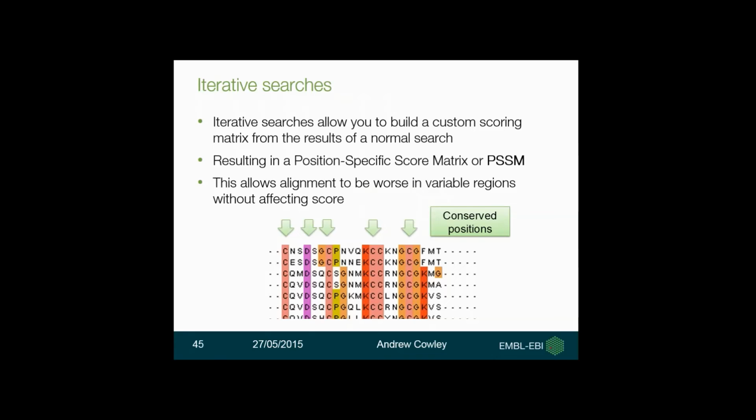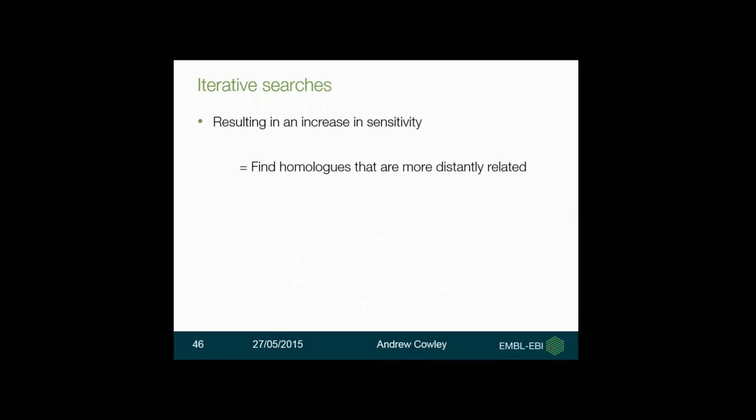So just underneath we've got another picture zoomed in showing some conserved positions of a particular alignment. By doing this, by allowing variability in regions that are not so conserved, but conserving where we need to, we get an increase in the sensitivity of our search. So we can find homologs that are more distantly related.